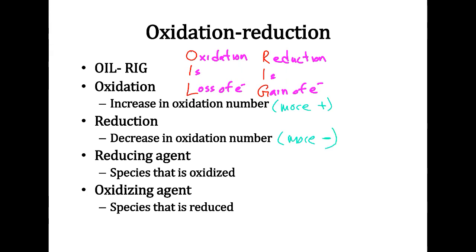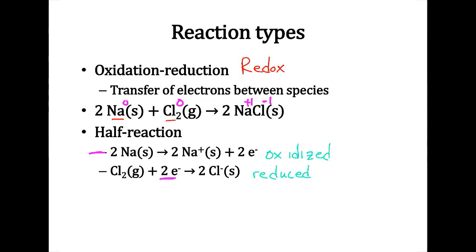So another way that you'll see this written occasionally is in terms of the reducing agent or oxidizing agent, and this is completely opposite from oxidation and reduction. So the reducing agent is actually the species that is being oxidized, and the oxidizing agent is the species that is actually being reduced. So if we go back and look at this previous example, sodium is being oxidized, so that means that sodium is actually the reducing agent. Okay, chlorine is being reduced, which means it's the oxidizing agent.